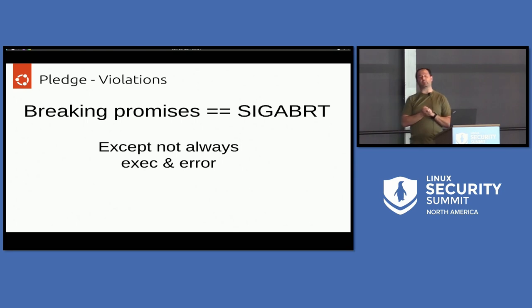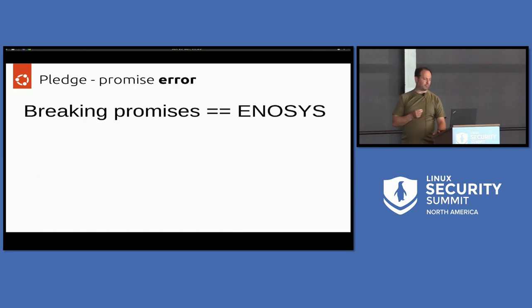Except we're not always SIGABRT with pledge. There is the exec promise and the error promise. The error promise turns all the other promises into returning errors instead of signals. That's not too hard to handle in the mapping. The parser just recognizes that we have an error, and then we don't set the kill flag. Exec's harder because exec is never the kill signal. It is an ENOSYS. So lots of fun there. Again, not AppArmor's normal behavior.